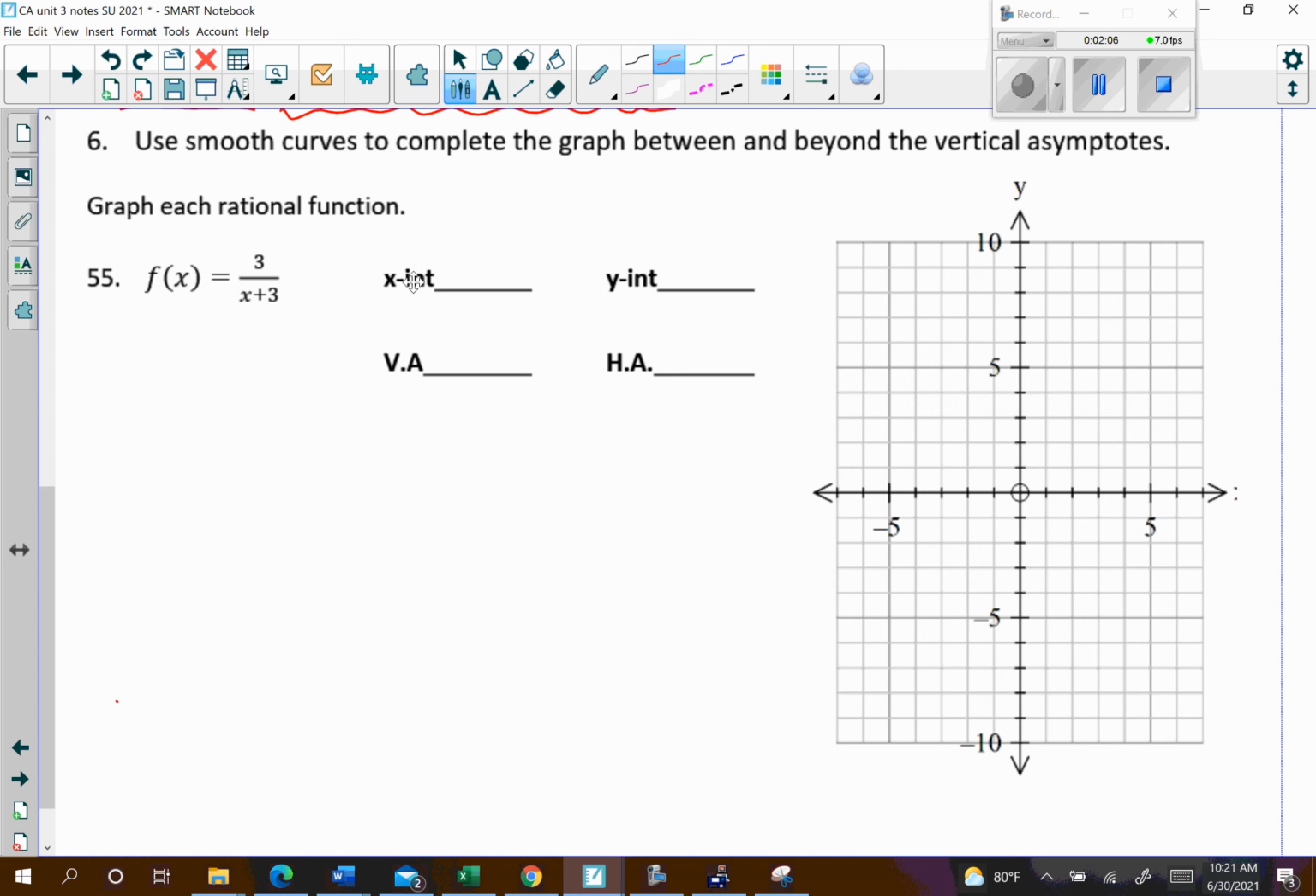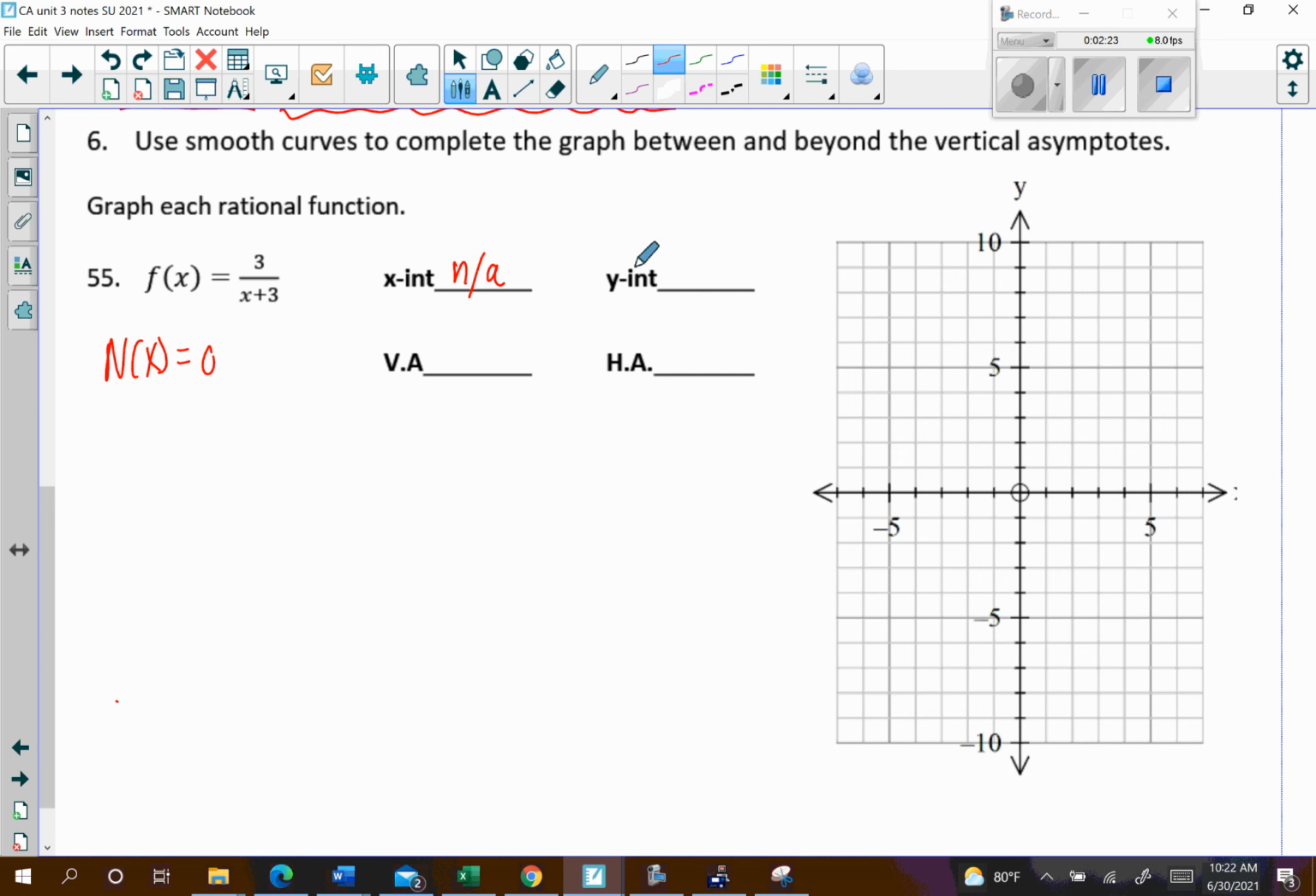So for x-intercepts, the definition was to set the numerator equal to 0, and there's really no way to do that because the numerator doesn't have a variable, so there isn't going to be an x-intercept in this one.